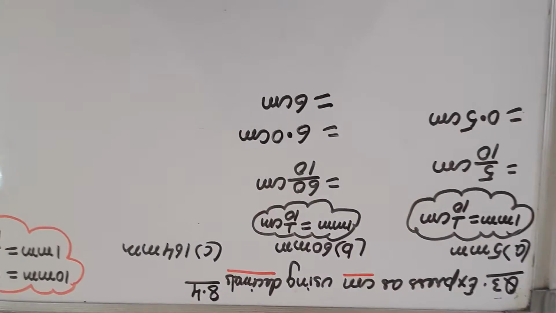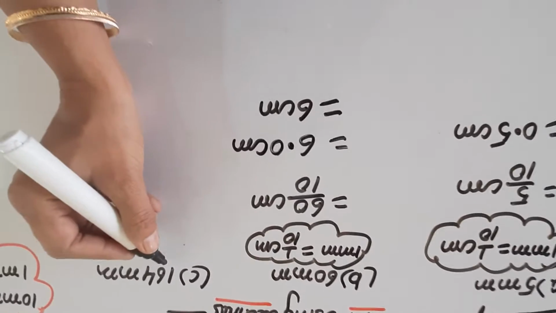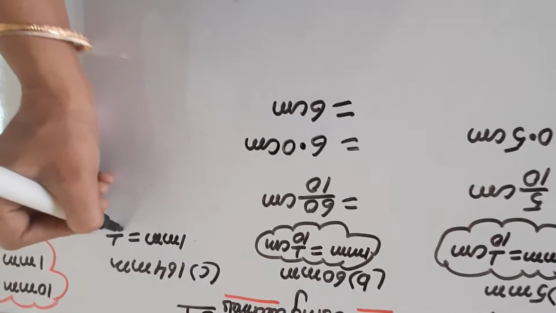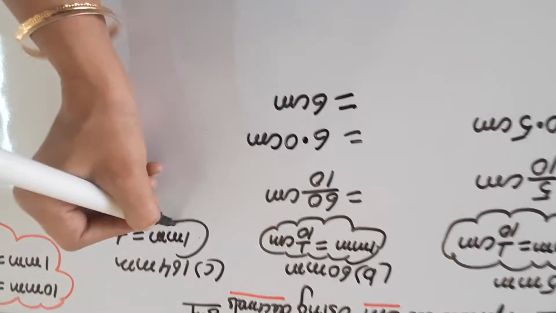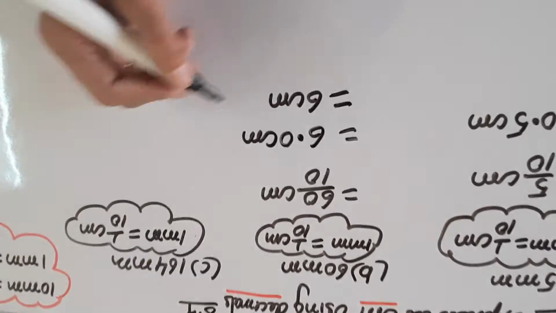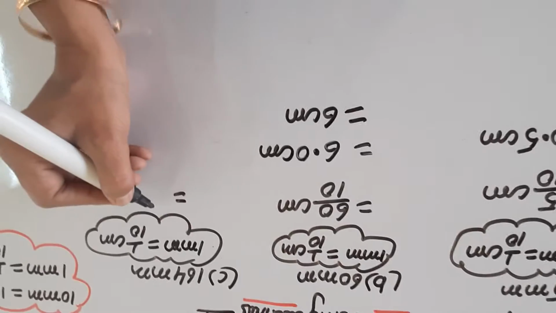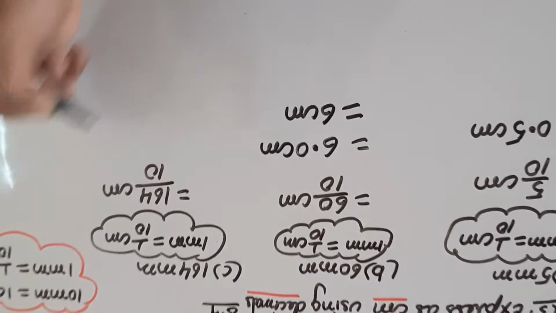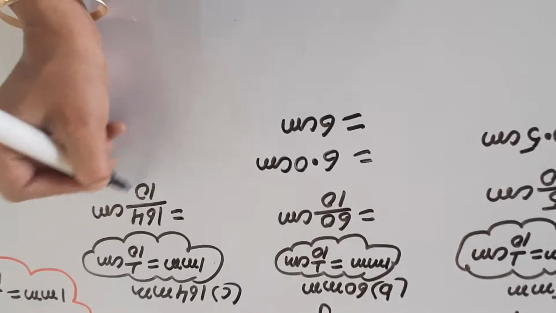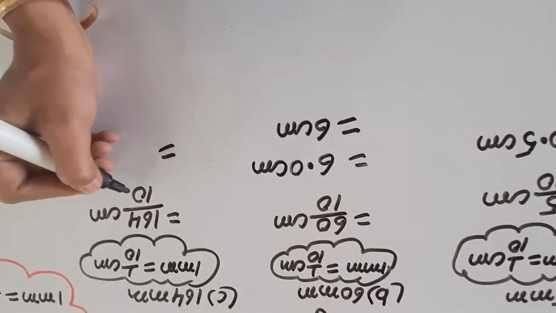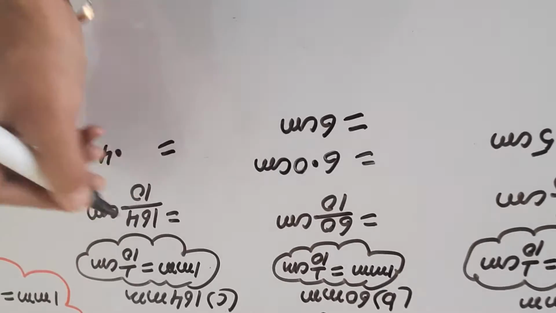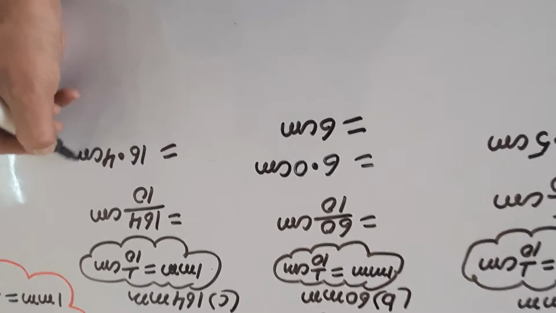Now C part, dear students. Once again, we will write the relation: 1 millimeter is equal to 1 by 10 centimeter. Then let us divide 164 by 10 to it will become centimeter. Now for this 10, it carries 1 zero, leave one digit, that is 4, after the decimal, then 16.4 centimeter, right?